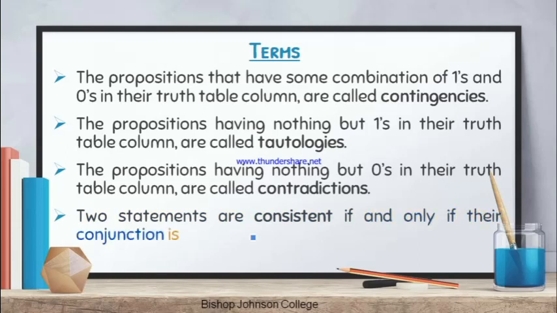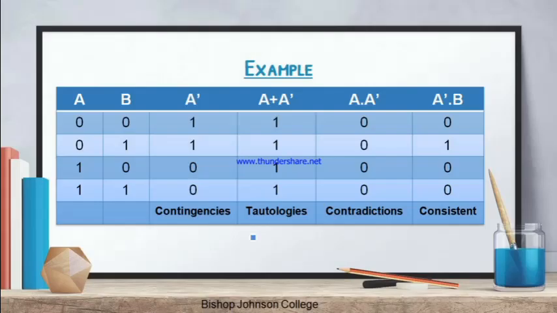Then consistent. Two statements are consistent if and only if their conjunction is not a contradiction. When two columns are put in a conjunction, meaning AND, if all values are not 0, then it is consistent. You can see the table here, two columns A and B. So it is a contingency because some are 1, some are 0. In contingency, you can see some are 1 and some are 0.